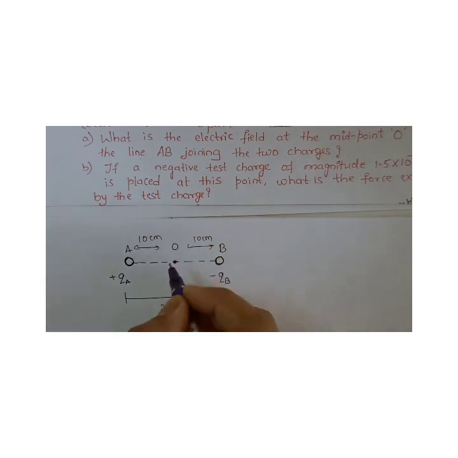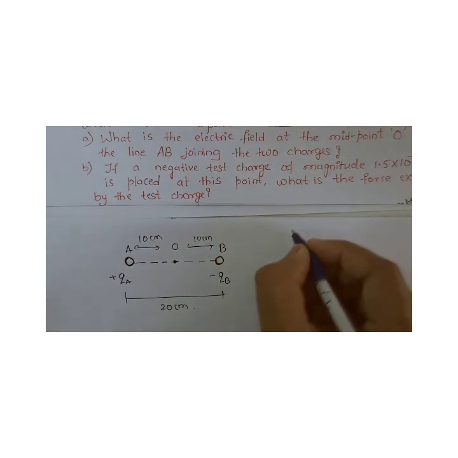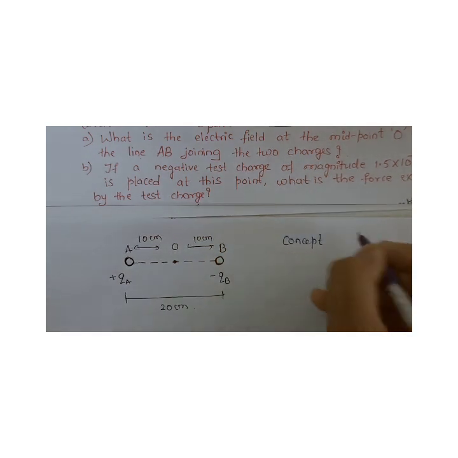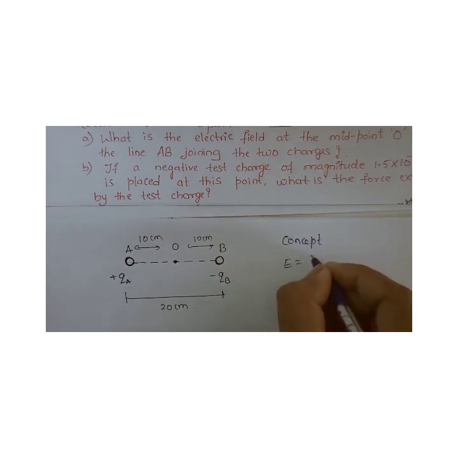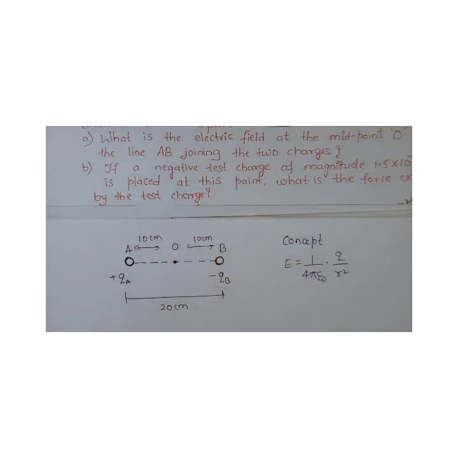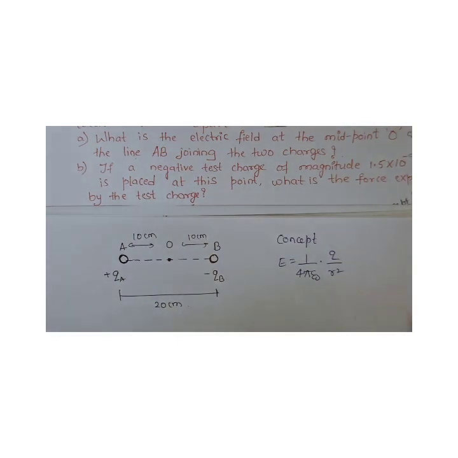Now we'll see the concept used here. The concept of electric field you are going to use. Electric field, what is it? The formula is 1/4 pi epsilon naught Q by R square. This is the formula, right? What is this R? It is the distance between the charge and the point at which you are going to calculate the electric field. Suppose this is a Q charge here, and somewhere here you have taken point P. The distance between the Q charge and the point P is R. So this is the concept here, right?